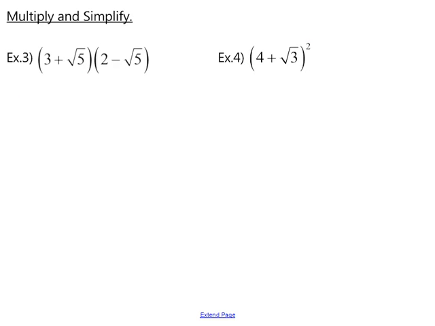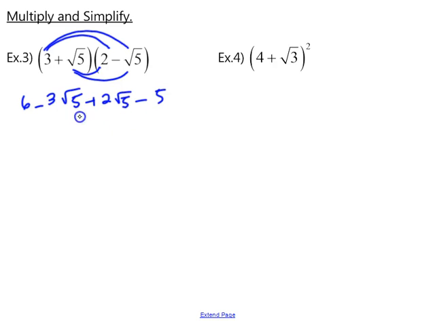Now this is a review of things that we've done before, but we want to multiply and simplify these terms, these binomials. So here in this case, we actually want to FOIL this. So let's go ahead and multiply the first terms. 3 times 2 is 6. We'll multiply the outer terms. We have negative 3 times root 5. The inner terms, we have a positive 2 times root 5. And then the last terms, remember, positive root 5 times negative root 5 gives us a negative 5.